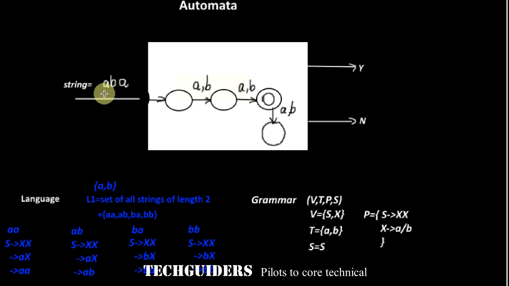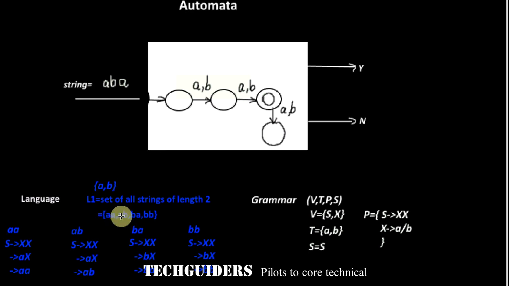Now suppose the string ABA is given to automata. In the beginning, automata is in this initial state. It reads the symbols from the string one by one. First symbol is A. For A, it will move to this state. Next symbol is B. For B, it will make the transition to this state. Again, we have one more symbol A. For A, it will make the transition to this state. After reading the entire string, it ended up in this state, but this state is not a final state or accepting state. It means the string ABA is rejected.